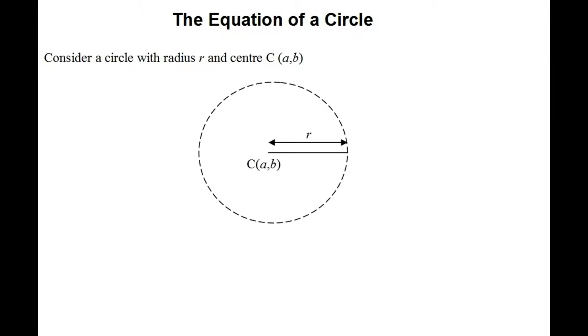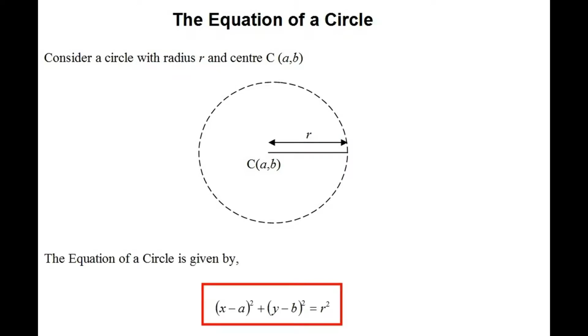Hi there, in this video I'm going to discuss the equation of a circle. So let's begin. If we consider a circle with radius r and centre c, and if the centre c has coordinates a, b, I have a diagram here showing a circle with centre c with coordinates a and b, and the radius of the circle being r.